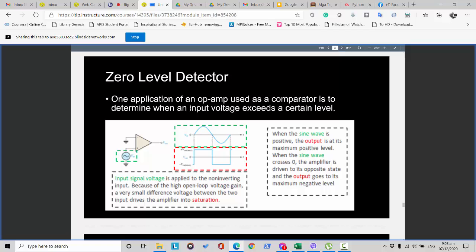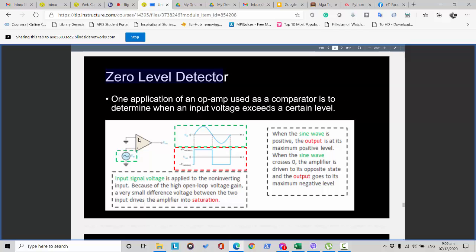Now, one application of an operational amplifier used as a comparator is what we call the zero level detector. It is used to determine when an input voltage exceeds a certain level. So this is what I said earlier: a comparator circuit is used to check whether an input has reached some predetermined value. Like in this case, the zero level detector determines whether an input voltage exceeds a certain level.